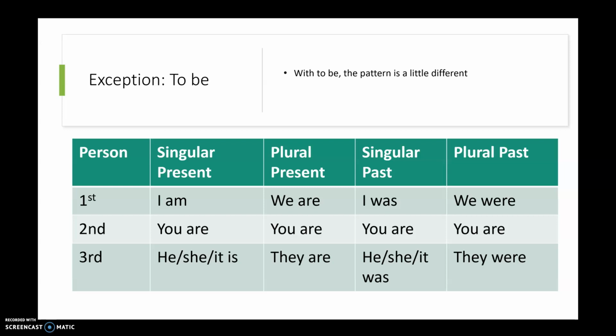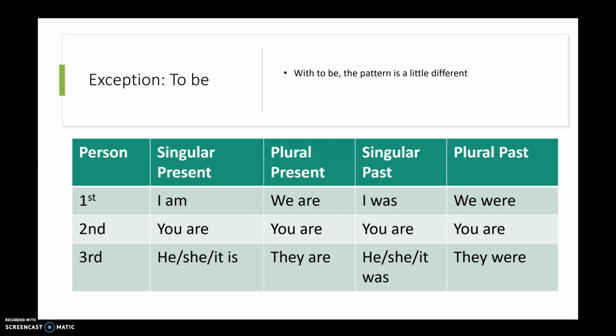In the singular present, it's I am. In the plural present, it's we are. Second singular and plural present is you are. Third singular present, he, she, it is. Plural present, they are. In the past, the singular is I was.